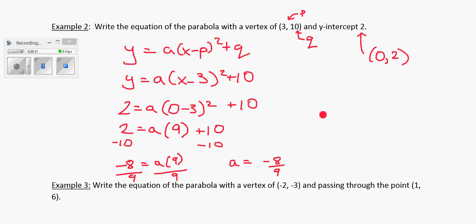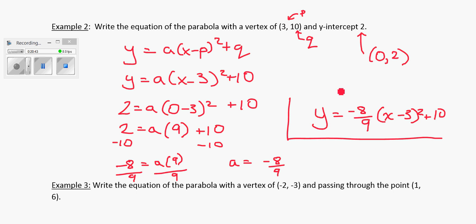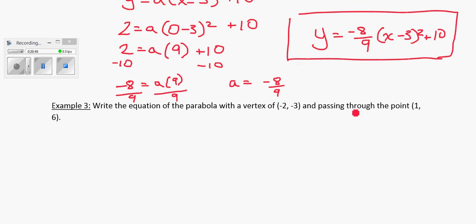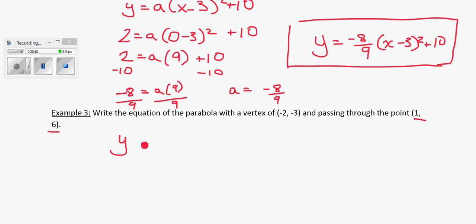So I write my final equation of the parabola now. y equals negative 8 over 9 times (x minus 3) squared plus 10. And that is it. Okay, one more similar to this. But now instead of an intercept point, they've just given us one other point that it passes through. That's fine, we'll just solve exactly the same way.